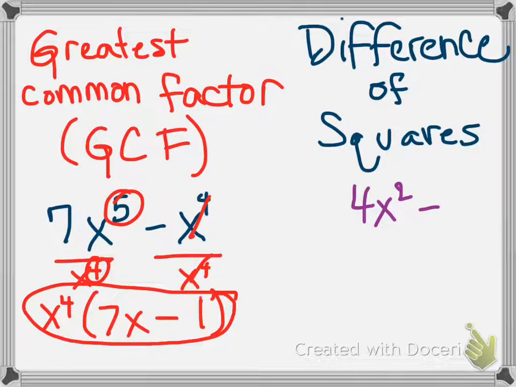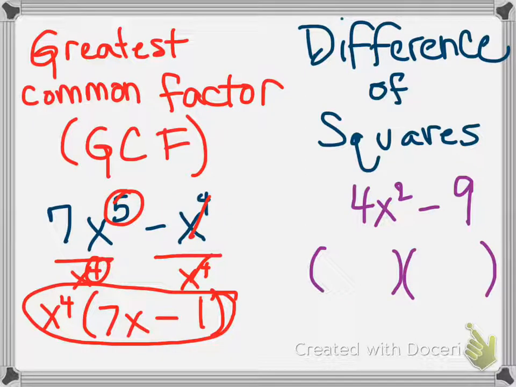On the second problem, we have 4x squared minus 9. We can't divide anything at all out to the front, and it doesn't look factorable unless you see a pattern. The pattern is that both of these numbers are perfect squares, and since there's only two terms, we can assume that there was one in the middle that canceled. And so we've got a pattern that we can recognize.